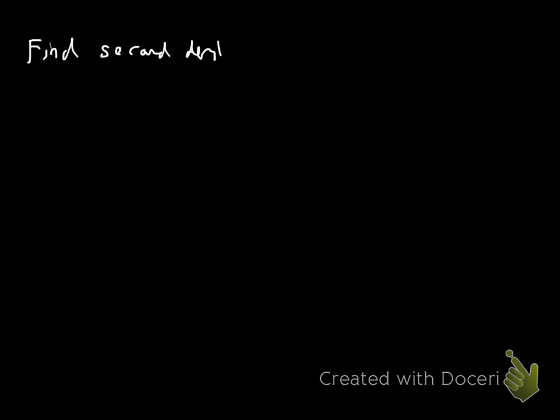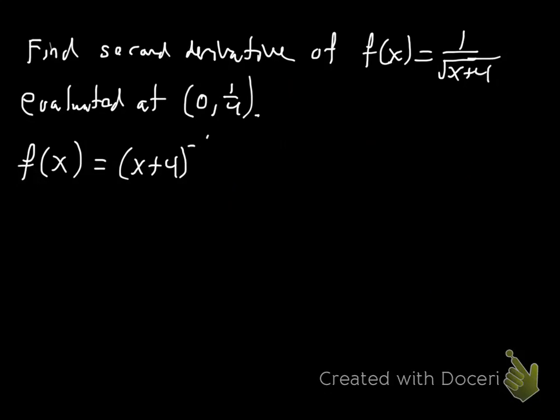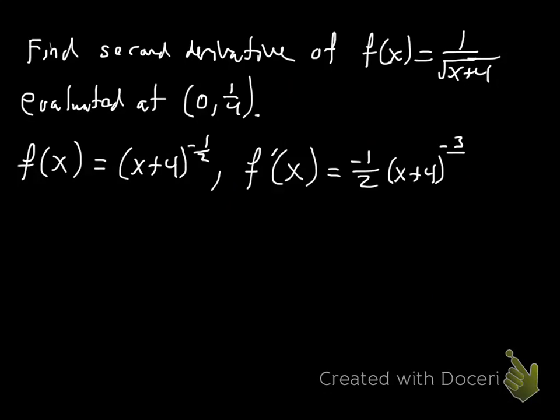So we would like to find the second derivative of f of x equals 1 over the square root of x plus 4. And then we would like to evaluate it at the point 0, 1/4. To write it a little bit more friendly, we're going to write it in rational notation. When we take the derivative, we're going to have to use the chain rule. So the negative 1/2 comes down, x plus 4, subtract 1 from the exponent, negative 3/2. The derivative of the x plus 4 is just 1, so that's not going to add anything too exciting.